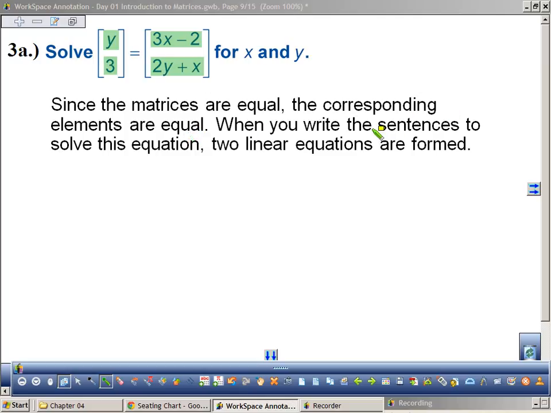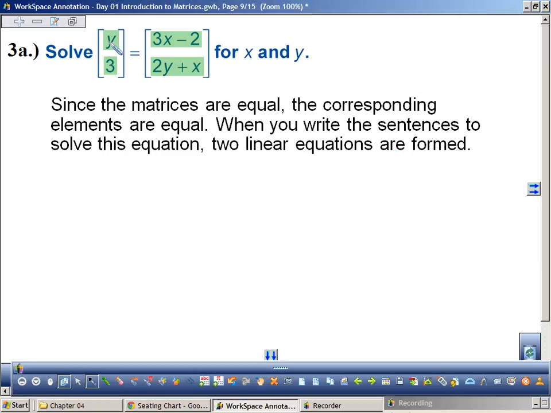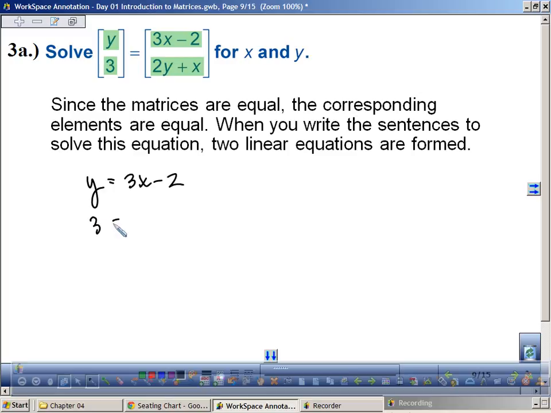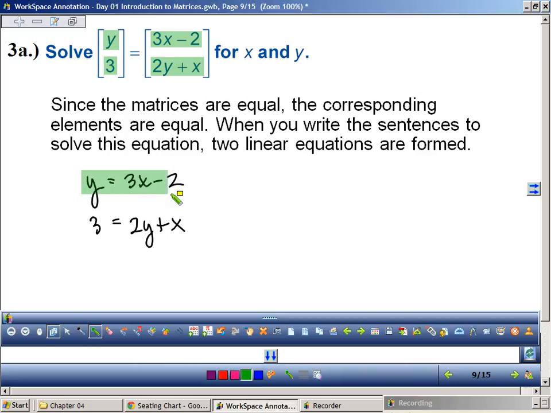Okay? So when you write the sentences to solve this equation, 2 linear equations are formed. So y has to equal 3x minus 2, and 3 equals 2y plus x. How would I solve this? We used elimination in our review. What would we use for this one? Substitution would be easier. You can always use elimination. Substitution may make this easier. Just plug y in. If I know what y is, then I just put it right here.